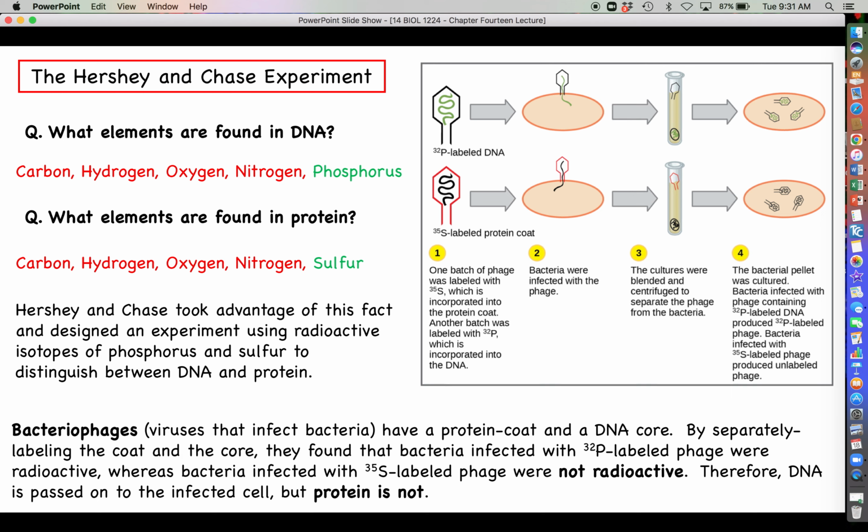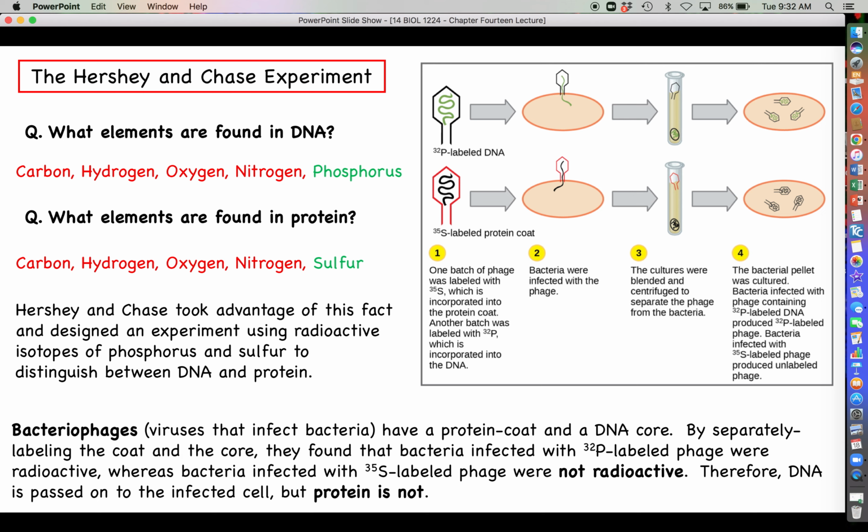After the infection occurred, they did a couple of centrifugation steps so that they're only isolating the bacteria and not the viruses. They found that the bacteria that were infected with the P32 labeled phage viruses were radioactive, whereas the bacteria that were infected with the S35 labeled viruses were not radioactive. The idea here is that the hereditary molecule that these viruses are injecting into the bacteria to allow for the production of new viruses has to be DNA.